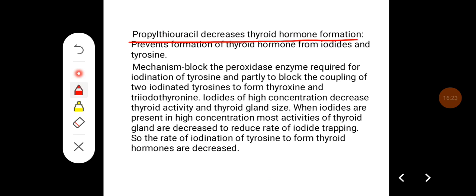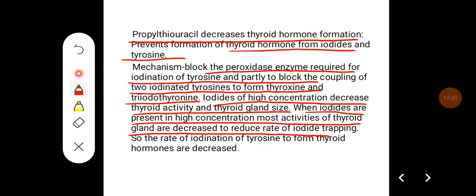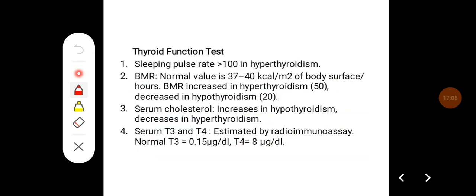Propylthiouracil decreases thyroid hormone function. It prevents formation of thyroid hormone from iodides and tyrosine. Mechanism: they block the peroxidase enzyme required for iodination of tyrosine and partly block the coupling of two iodinated tyrosines to form thyroxine and triiodothyronine. Iodides of high concentration decrease thyroid activity and thyroid gland size. When iodides are present in high concentration, most activities of the thyroid gland are decreased to reduce the rate of iodine trapping. So the rate of iodination of tyrosine to form thyroid hormones is decreased.